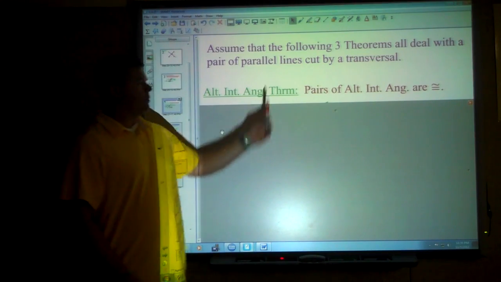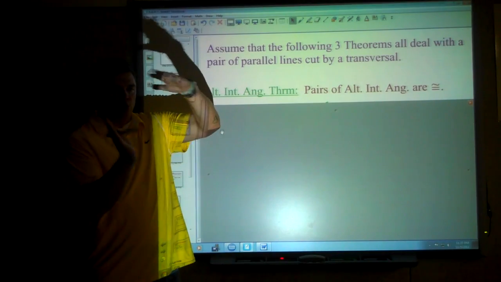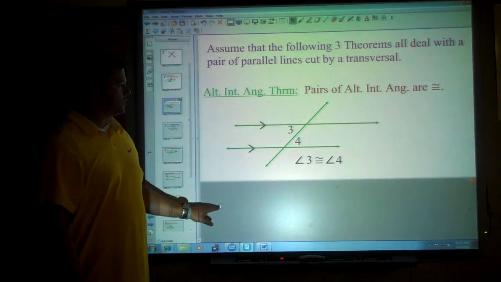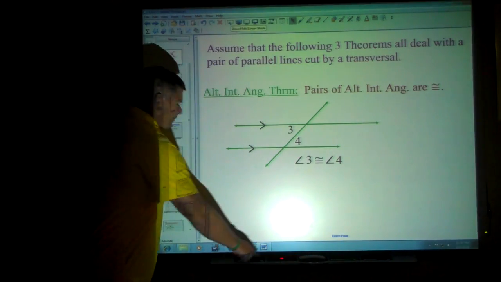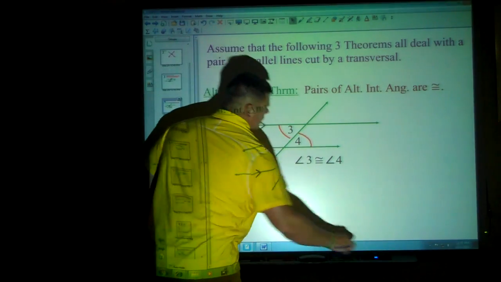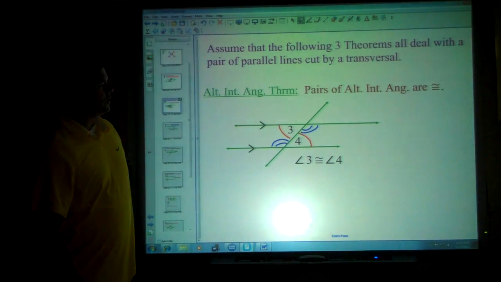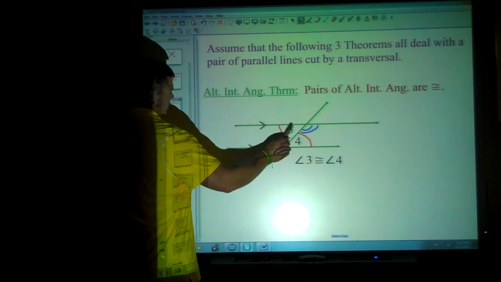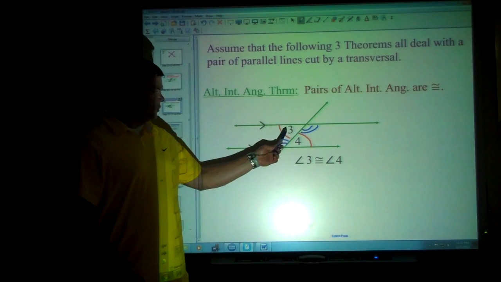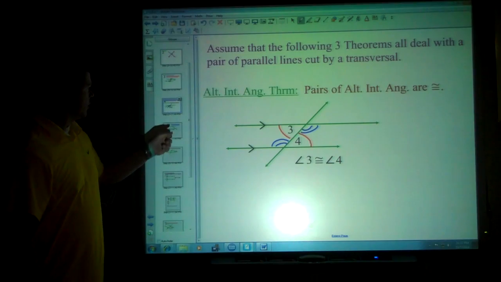Alternate interior angles theorem. We talked about alternate interior angles. They're on opposite sides of the transversal, and they're between the two parallel lines. What results is congruent alternate interior angles. Therefore, angles 3 and 4, this angle right here, is exactly the same as that angle right there. And this angle is exactly the same as that angle. Alternate interior. Alternate because they're on opposite sides of the transversal. Interior because they're between the two parallel lines. If I told you that angle 3 was equal to 40 degrees, then angle 4 would be 40 degrees.